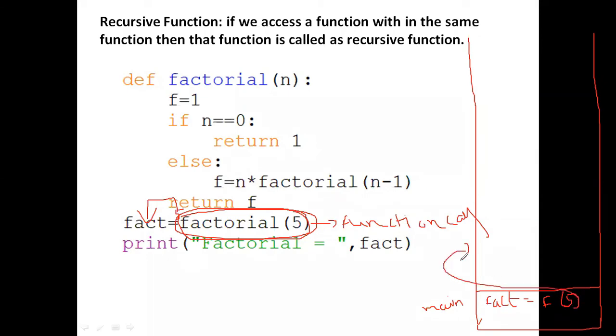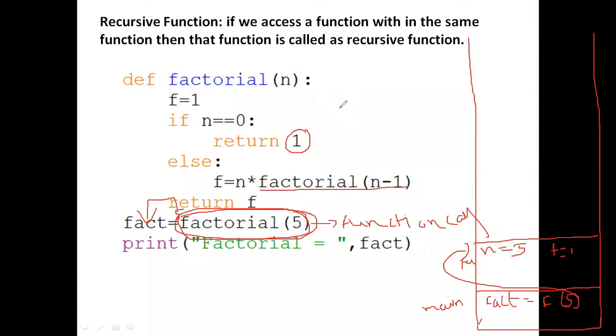In the stack, the memory is allocated. What is the n value here? n equals 5. This is the definition of the factorial function. Take f equals 1, and the condition n equals 0, which I already told you. There are two things we do in recursion: either you send the solution or you reduce the problem.